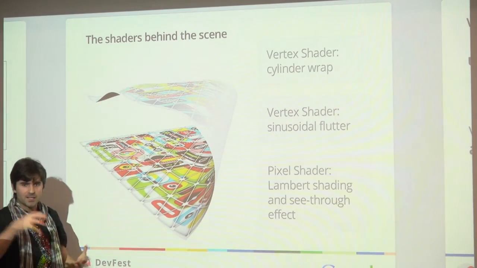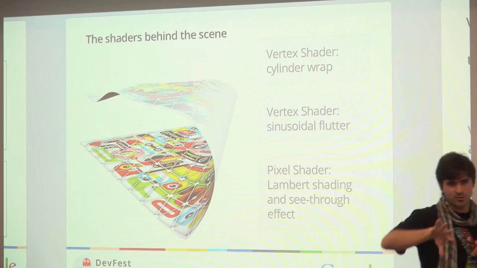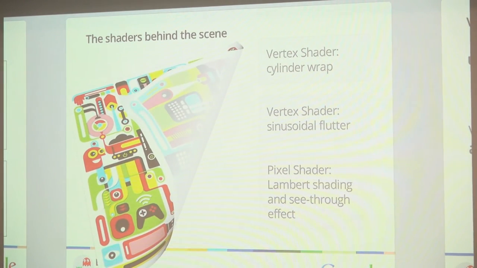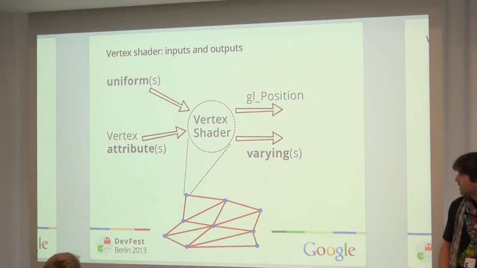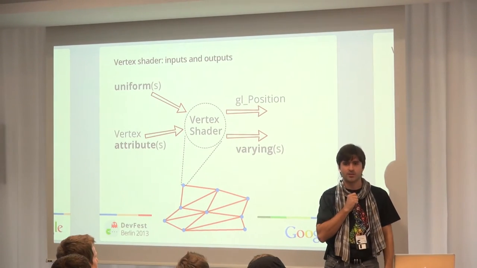Here I apply a lighting effect with the light source, so that when we have these deformations, you see small shadows. And that's the end product. So, this is the pixel shader, the vertex shader.